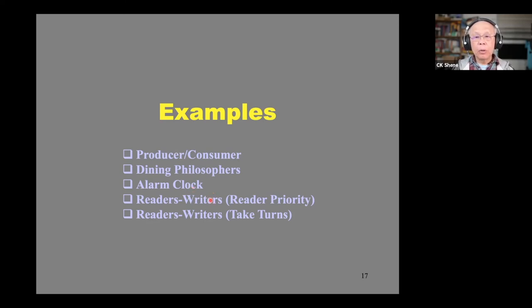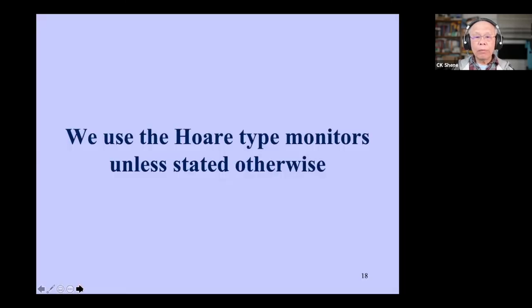And we will meet another old friend again, the readers-writers problem, the reader priority version. And then we will talk about a new solution, which was also discussed when we talked about semaphores. It's the take turn version. So in what follows, we always use the Hoare type monitor in our discussion, unless stated otherwise.